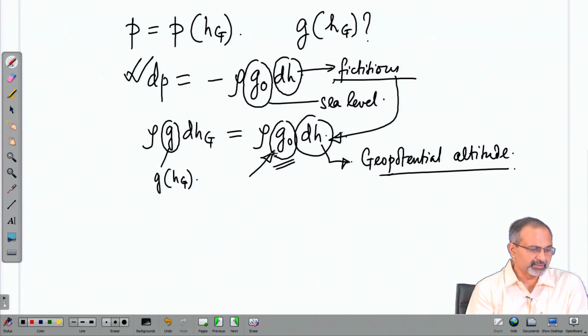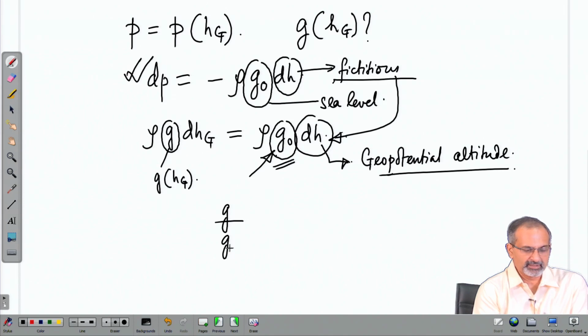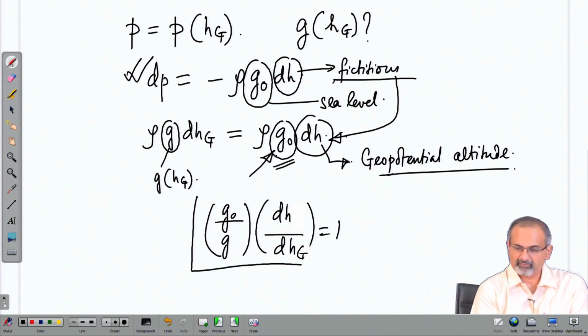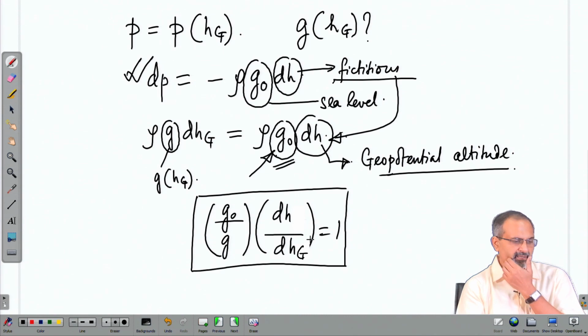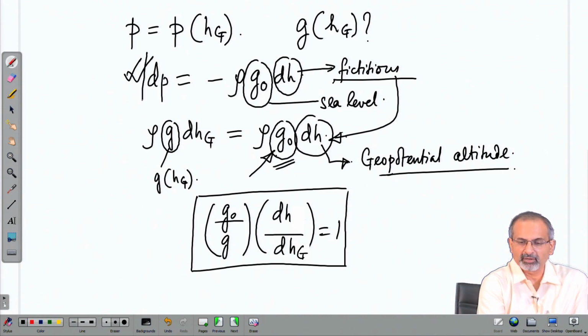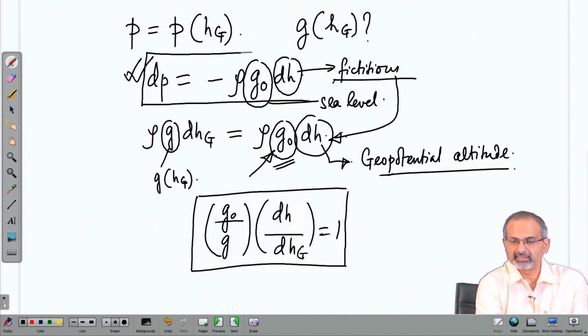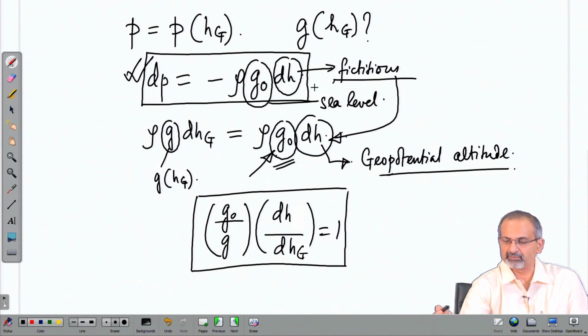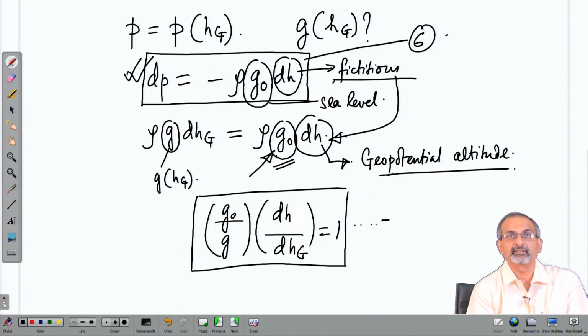Now, if you equate the two, what do you get? You get a relation like this, that g by, or rather g naught by g into dH, dHg is equal to 1. This is the kind of relation you will get. Prior to that, we have left behind an important equation here, which we forgot to number, that is this, where we introduced the concept of geopotential altitude. So, let us call this as 6 and let us call this as 7.